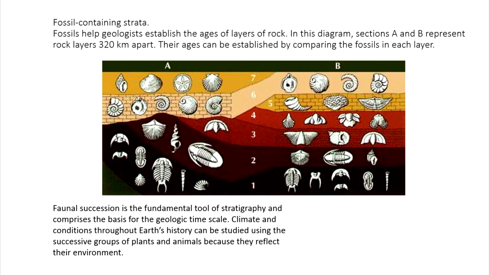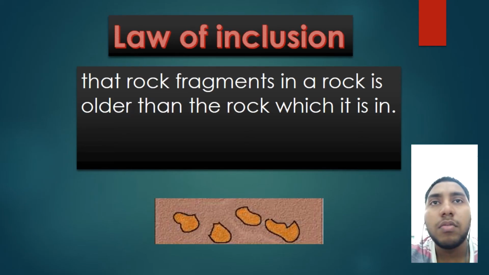Climate and conditions throughout Earth's history can be studied using the successive groups of plants and animals because they reflect their environment.